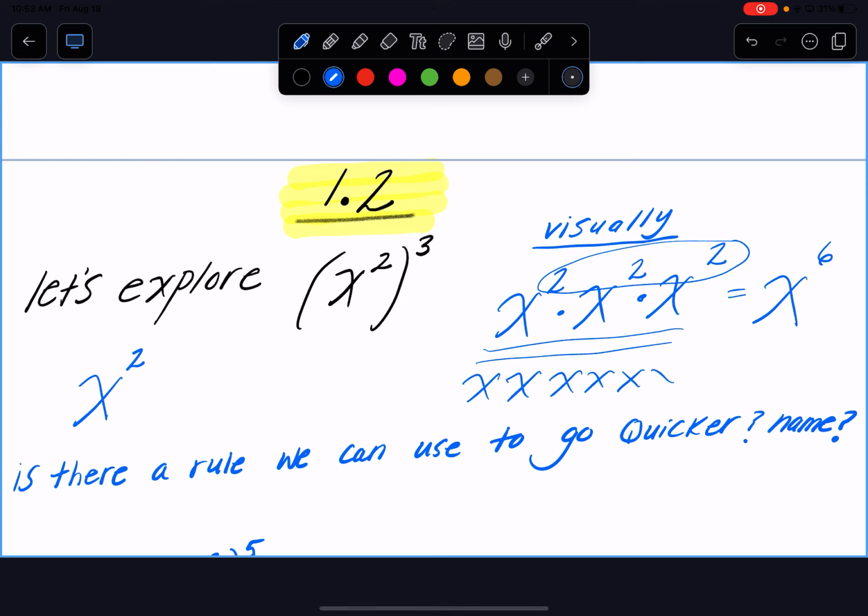Now, also visually, if you were really going for the visual effect here, you would have written it out like this. Does everybody see how it's x to the 6? Yeah. Makes sense. Now, that's really annoying to have to write it out like that. So instead, let's come up with a trick so we can just go much quicker.